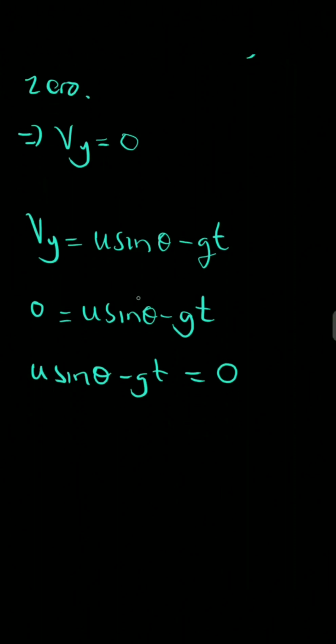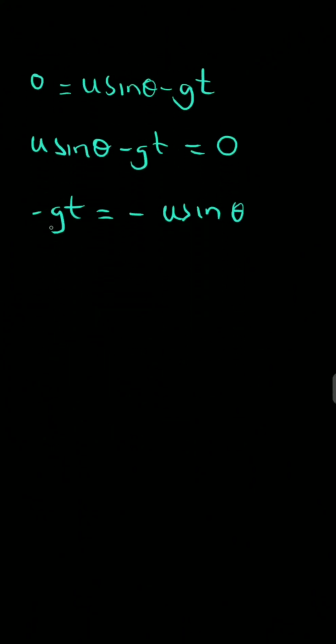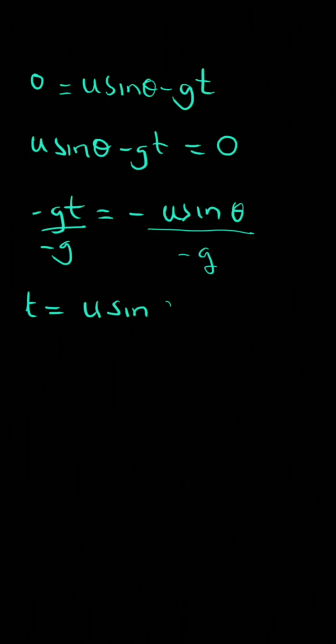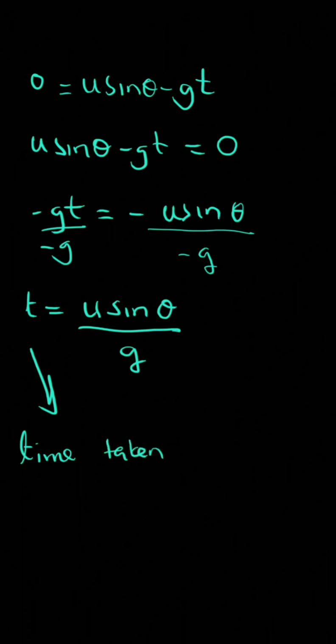Now here we're going to look for time. This will be the time taken to reach the highest point. So it will be negative gt equals negative u sine theta. We'll divide both sides by negative g, sorry. Thus we get t equal to u sine theta over g. So this is the time taken to reach the highest point.